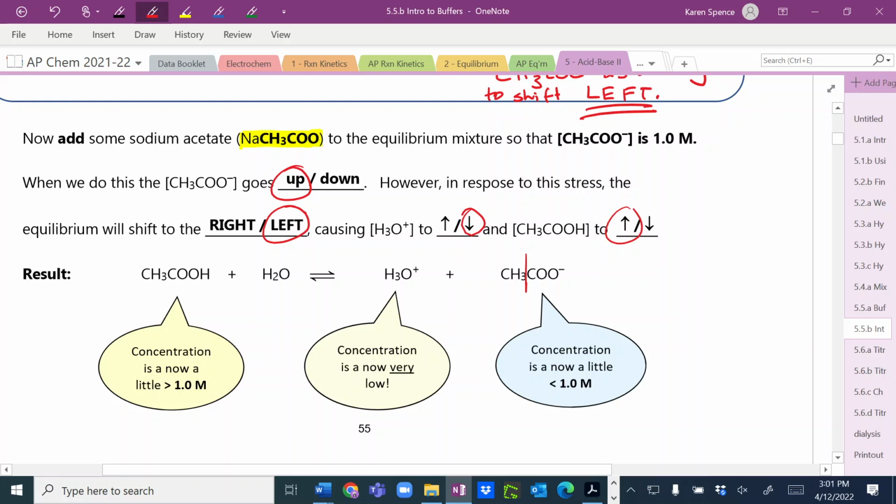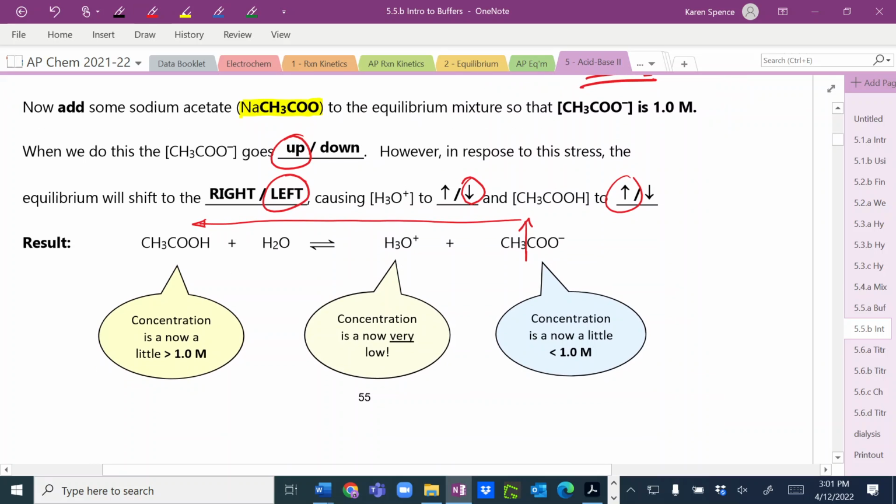So I added more of this. It's all good. Okay. So now we have concentrations that are approximately 1 molar here, approximately 1 molar here, and a very low hydrogen ion concentration. But this system will now be able to shift in either direction in response to stress of either hydroxide or hydronium. And that is all a buffer is.